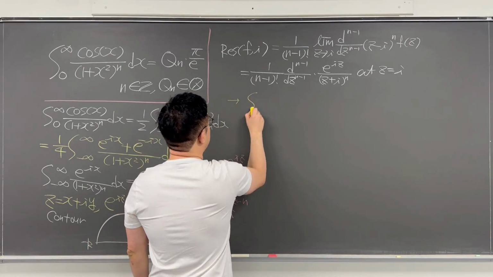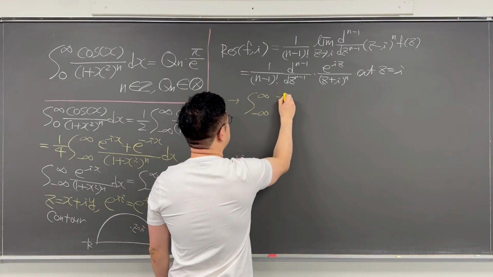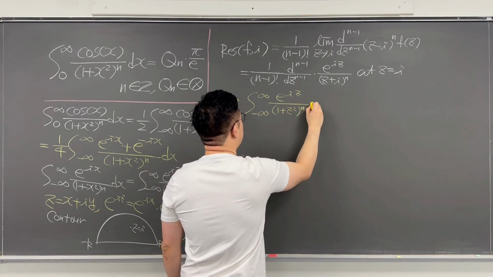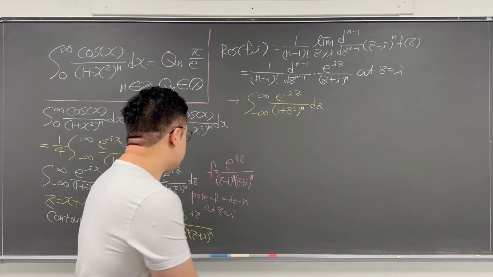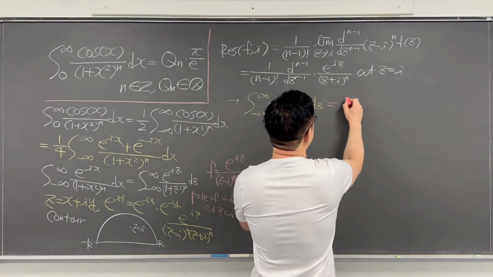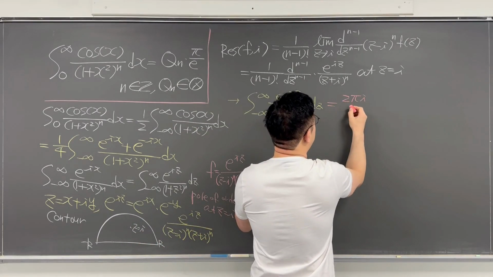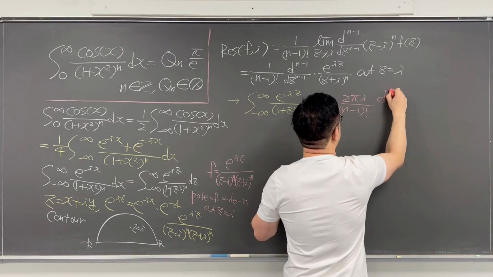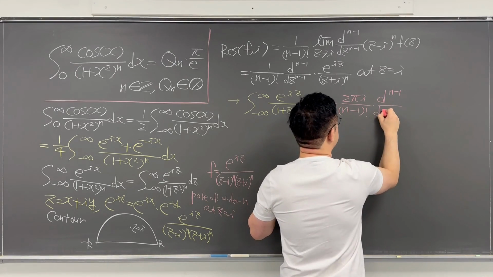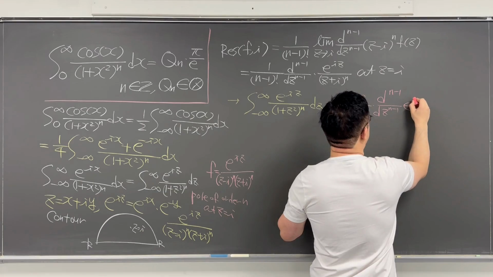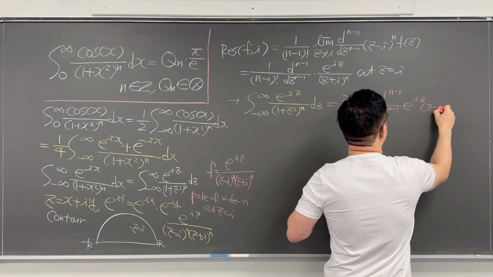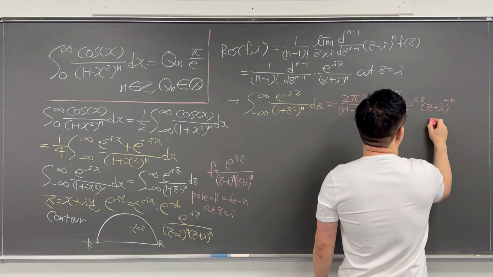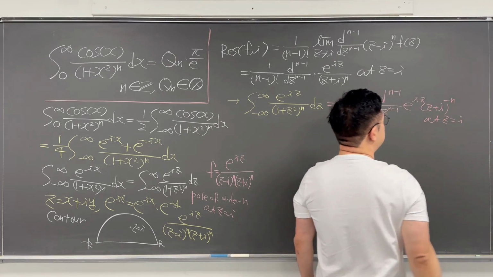So, the integral from negative infinity to infinity of e to the power of iz over (1 plus z squared) to the power of n, dz. This can be rewritten as 2 pi i over (n minus 1) factorial, times d^(n-1) over dz^(n-1) of e to the power of iz times (z plus i) to the power of negative n, evaluated where z is now i.